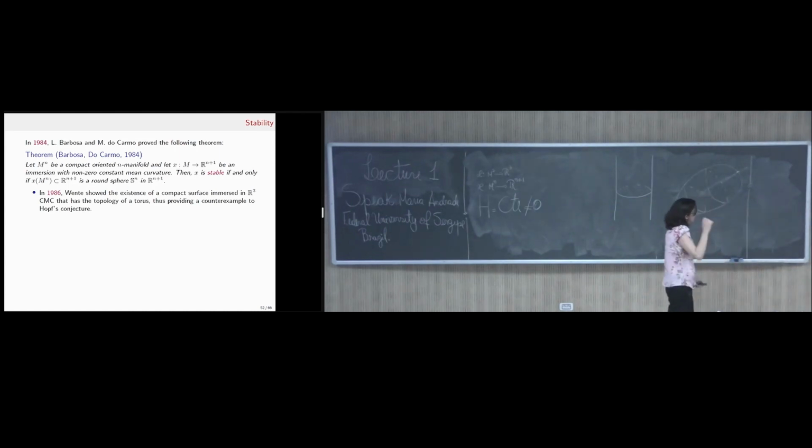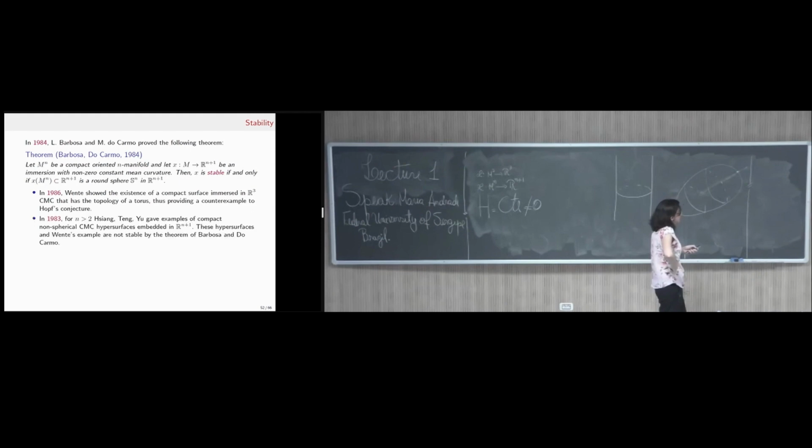So let's continue. In this moment, I need to tell you what stable means. These are new words that I need to define here. And before, you remember that there are examples, showed by Hsiang and collaborators, of compact, non-spherical CMC hypersurfaces embedded in Euclidean space. And of course, these hypersurfaces are not stable by the theorem of Barbosa and do Carmo. So you have these two observations that are important for us.